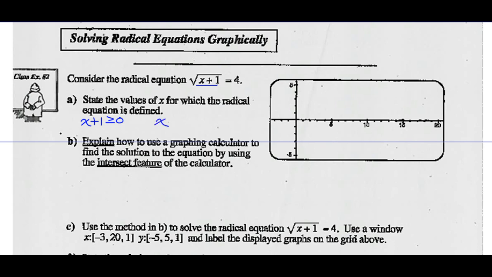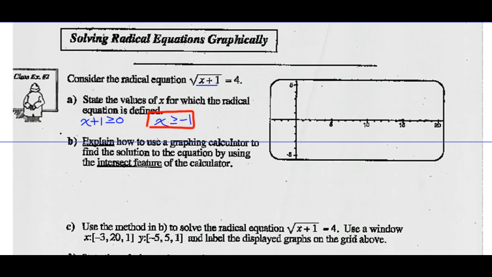Minus 1 from both sides. So my restriction, or the values for x which make this radical equation defined, are x is greater than or equal to negative 1. All right. So just like we did up above, we're just worried about not having a negative under the radical sign. Those are called restrictions. Those are called values for which the radical is defined.